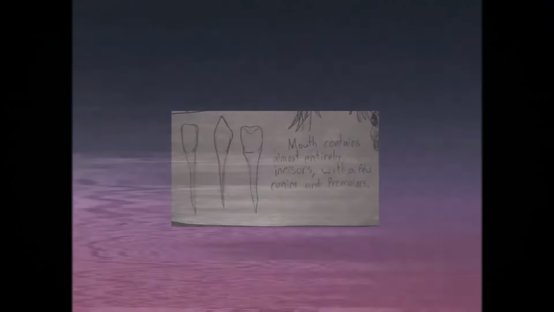The maw of the mimic contains much more teeth than humans, and their teeth are comprised almost entirely of incisors, with some canines and premolars in the back. This tooth composition is ideal for biting down onto meat, and swallowing chunks whole. A mature mimic's diet is comprised entirely of human flesh.